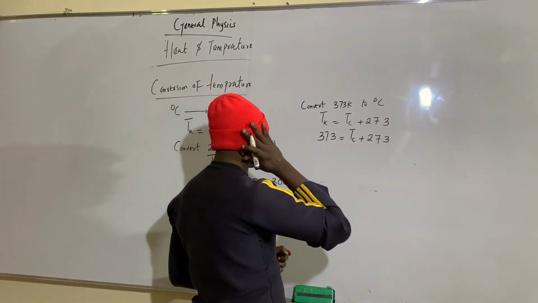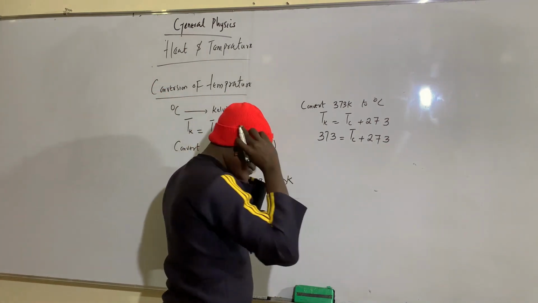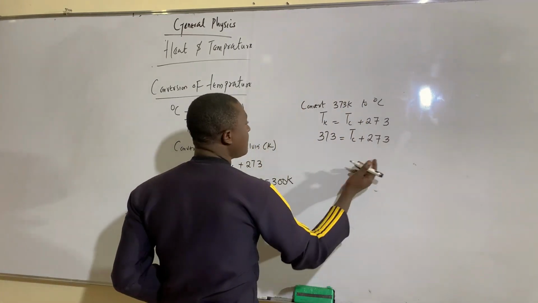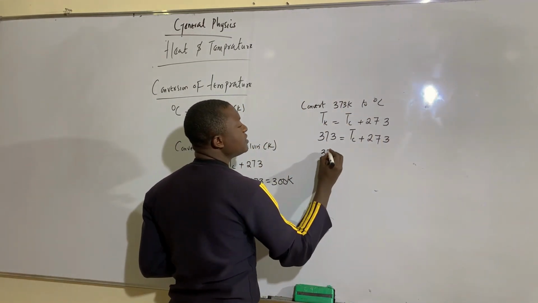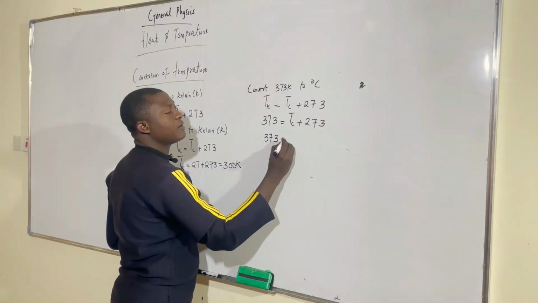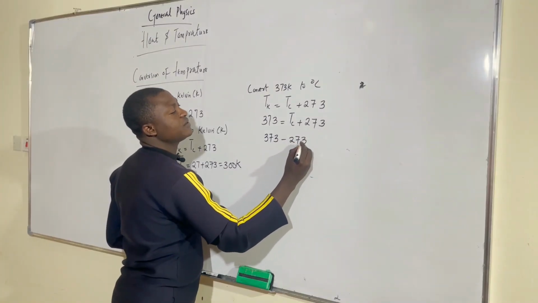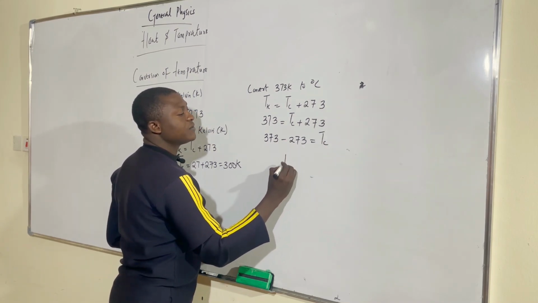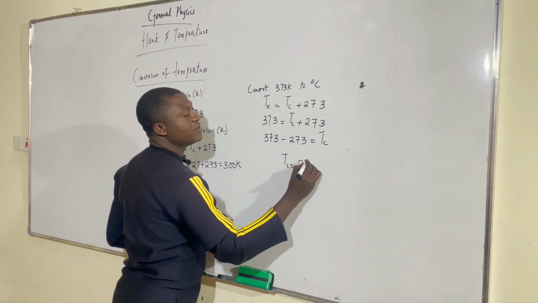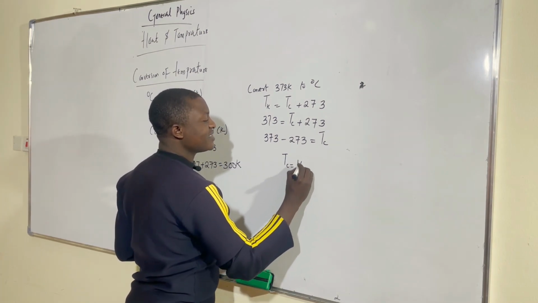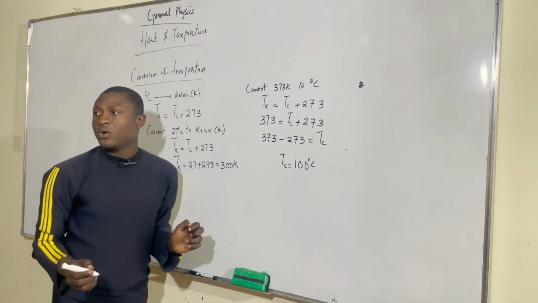If I collect the like terms here, we have 373, and you can see this is plus. If the plus comes here, we have minus 273 is equal to temperature in Celsius. So now 373 minus 273, of course, you are going to have 100. So that means these values are 100 degrees Celsius.